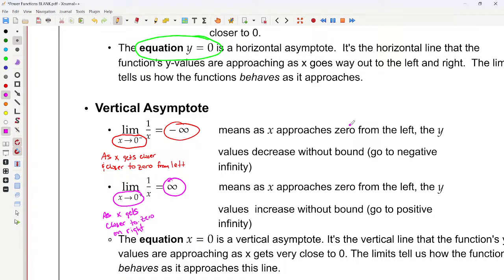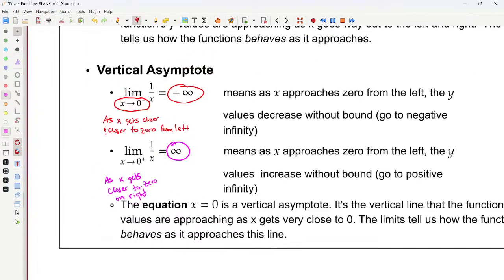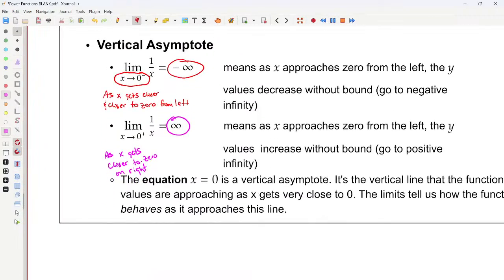I'm just wondering, if you're writing the limit as x approaches 0 from the positive side, do you put a plus sign or not? Yeah, I probably got erased there, but it's there. Okay. Yep. I just want to end with saying its vertical asymptote has an equation of x equals.